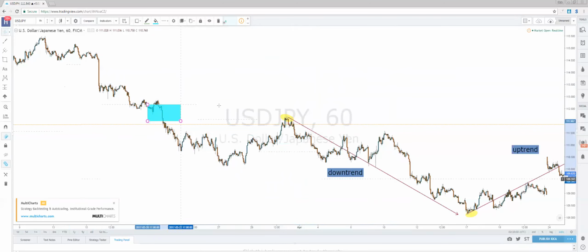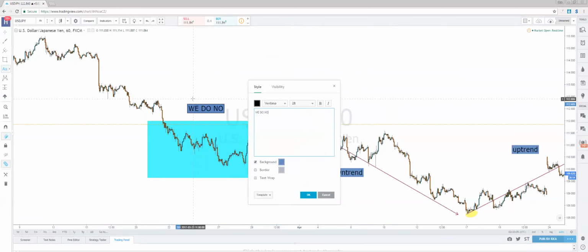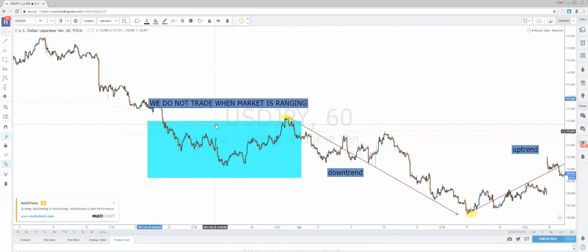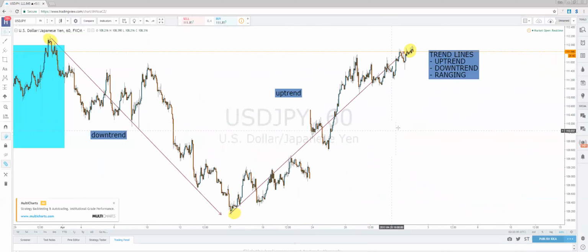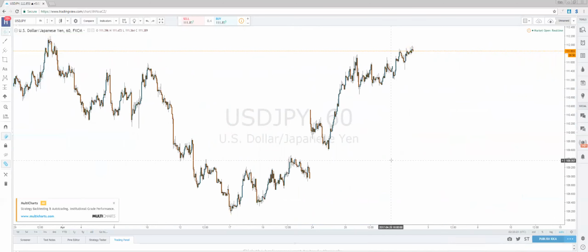We do not trade when the market is ranging. We only trade in uptrends and downtrends. All right, go ahead and remove all drawing tools.